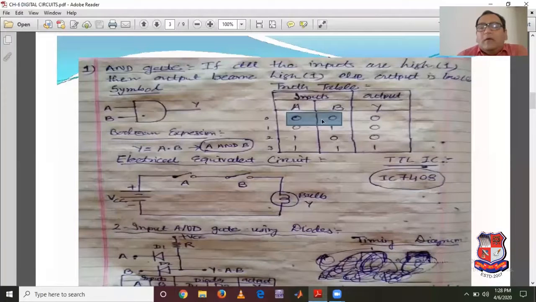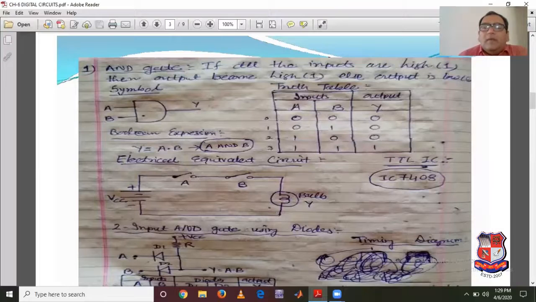So here you observe that there are 2 inputs and both are 0 0. So I can say the output is 0. 0 1, that is 0. 1 0, 0. 1 1, output is 1. Because in the definition, when all the inputs are high, then output becomes 1. So here observe that both the inputs are 1, meaning high, then output becomes 1. Else output is 0. So whether any input is 0, output becomes 0. But when both the inputs are 1, output is 1. So this is the truth table of the AND gate.